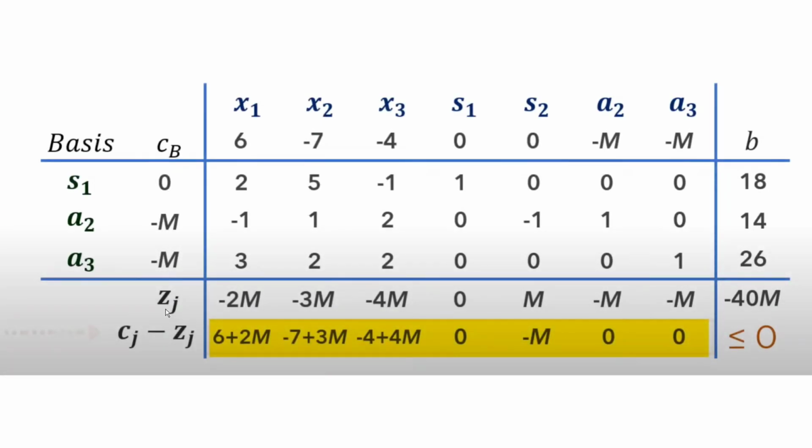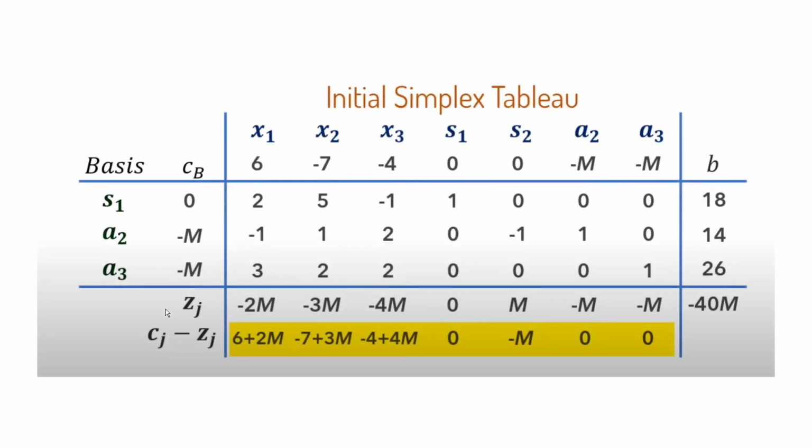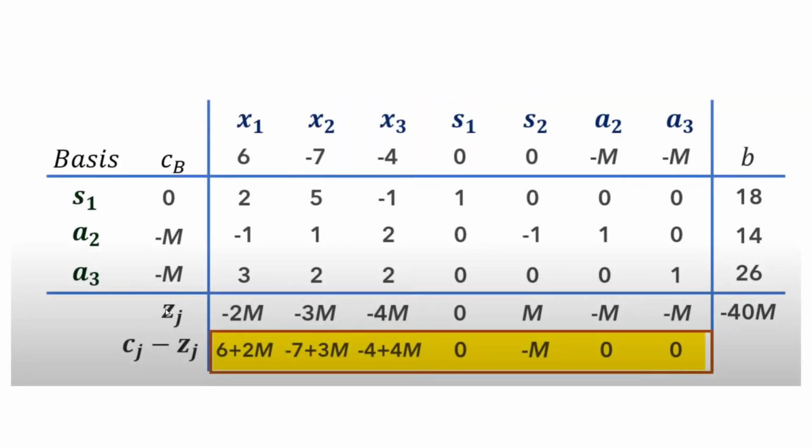We reach the optimal solution when there are no more positive values on this row. Now, this setup is called the initial simplex tableau. The largest positive entry on this net evaluation row determines the new variable entering the basis.